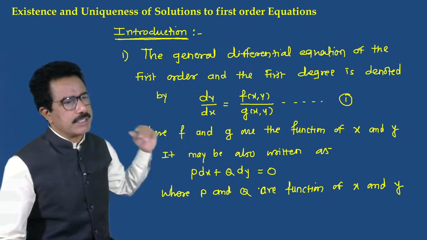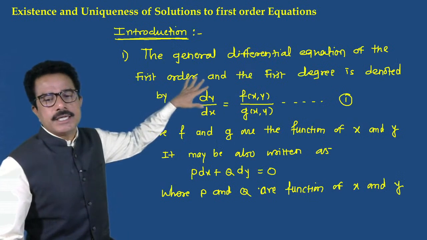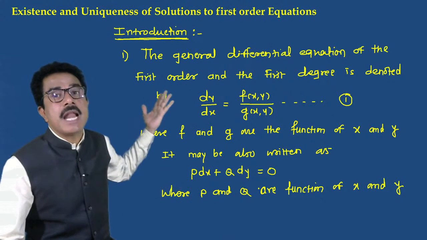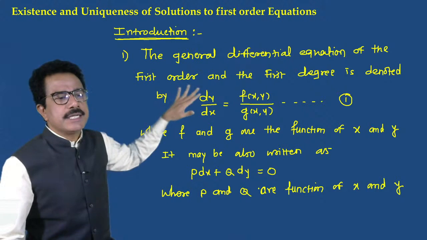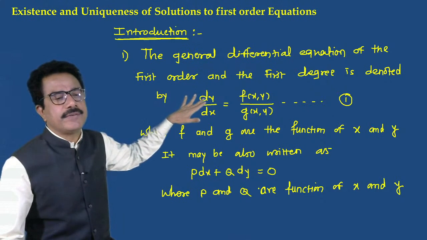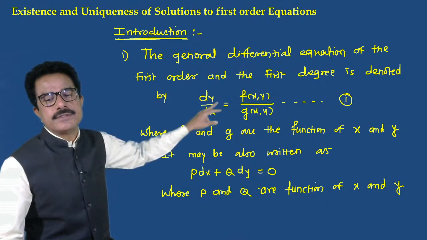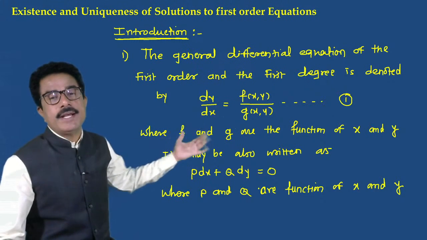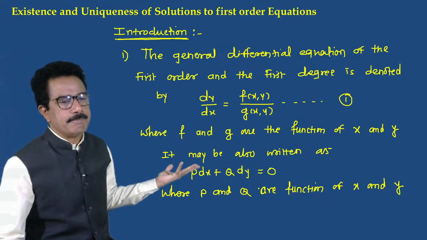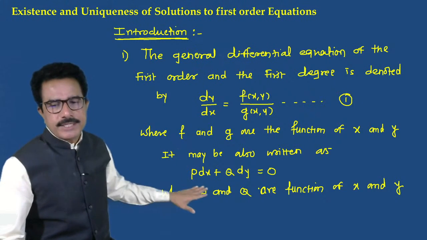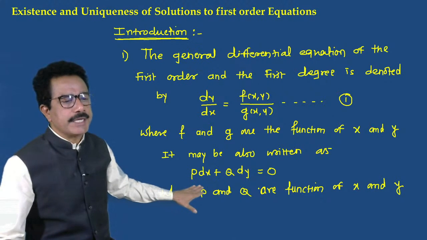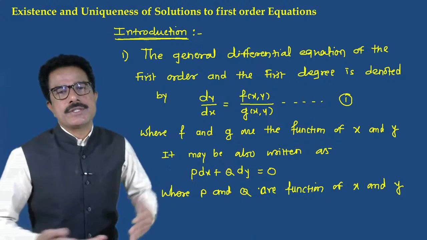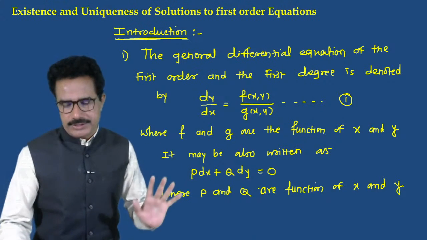then the Lipschitz condition. Now see this, the general differential equation; we have seen this concept deeply in the last lecture. The general differential equation in first order and first degree is dy by dx equals f of x comma y divided by g of x comma y, where f and g are functions of x and y. That equation may be written in the form p dx plus q dy, where p and q are functions of x and y. This is called a general differential equation.